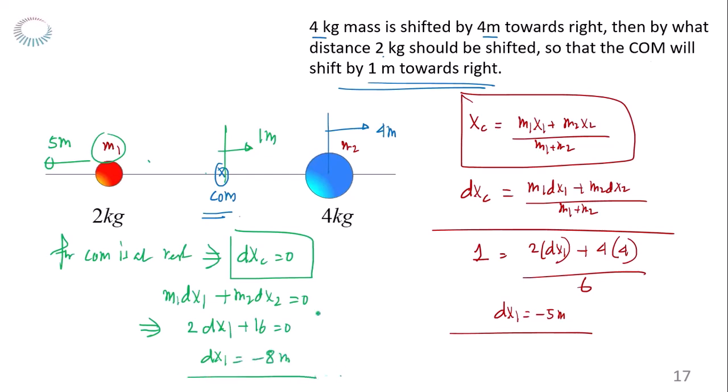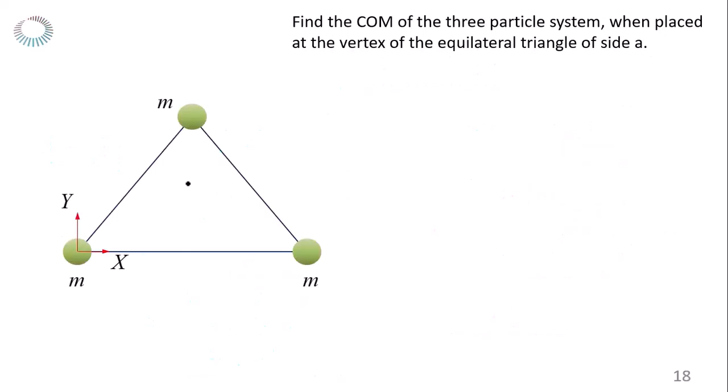Why? Because in the second situation, if I say that the center of mass should be at rest and not moving, then if I displace the 4 kg towards right by 4 meter, the 2 kg has to be displaced towards left by 8 meter. Then only the center of mass will be at rest. Understood? So this is the concept.